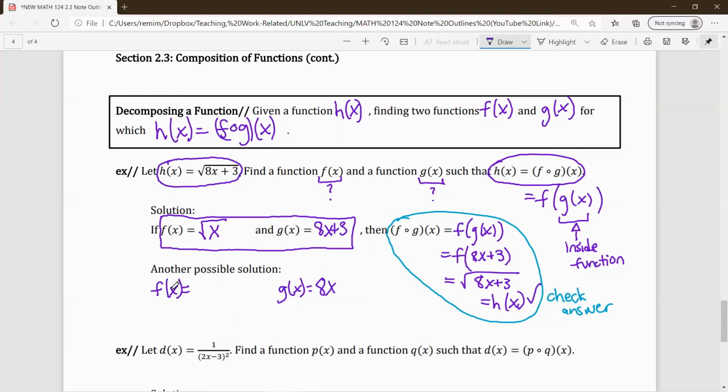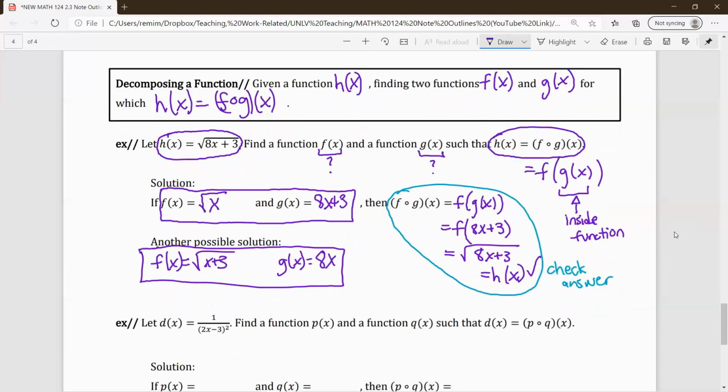One way to easily come up with your outside function, if you've already selected your inside function, is you just go back to the original function and replace this part, the 8x, with just an x. So if we did that, we'd get the square root of x plus 3. And this would also work, because if we take the 8x and we plug it in right there, it's going to give us that original h of x function that we started with. So if there are ever two possible solutions, either one is fine.